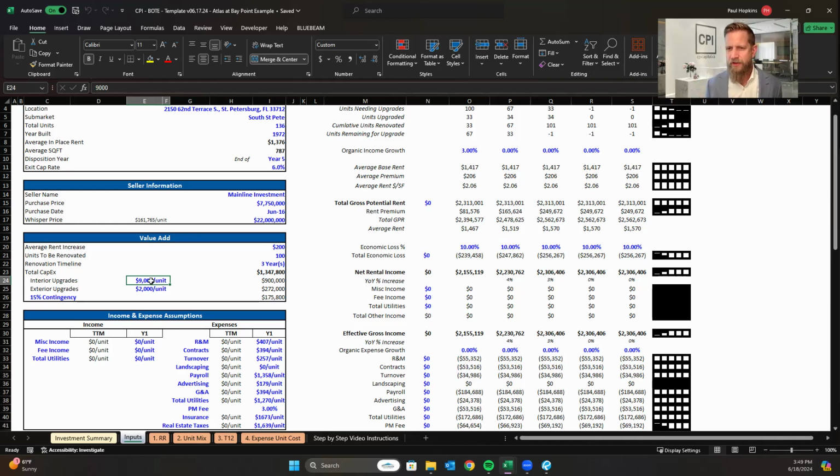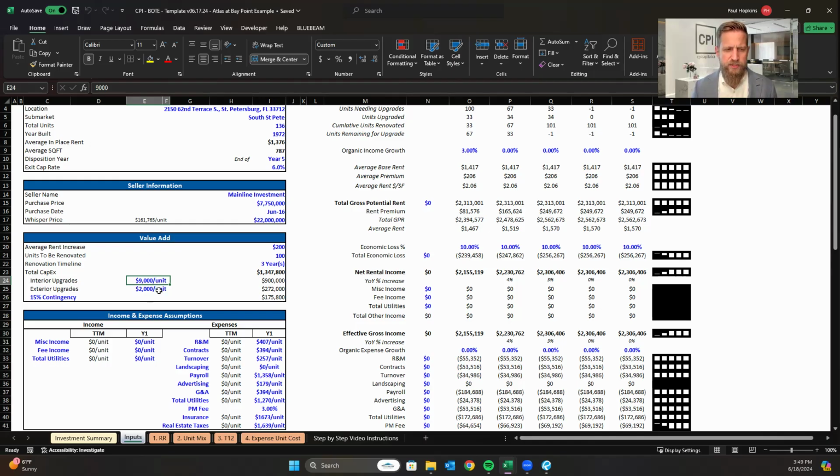If it's a heavy value add, like a property that hasn't been renovated and all the units are in classic condition, you could be spending anywhere between $12,000 and $20,000 a unit. Otherwise, if something has been recently renovated but you can add more modern finishes, that could be somewhere between 3 and 5,000 a unit. So it really depends on conversations with the broker, walking the property with your contractor, and getting a better idea. So for now, let's just leave it at 9,000 a unit. This is kind of middle ground.